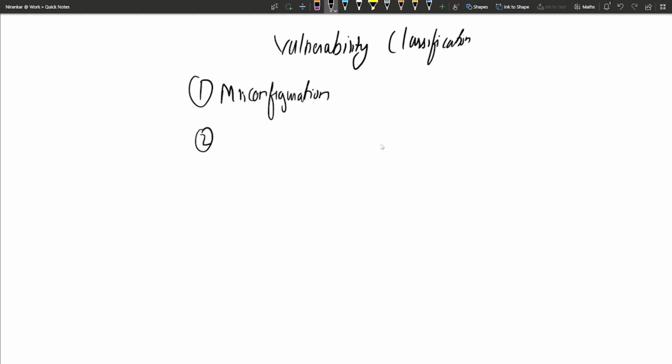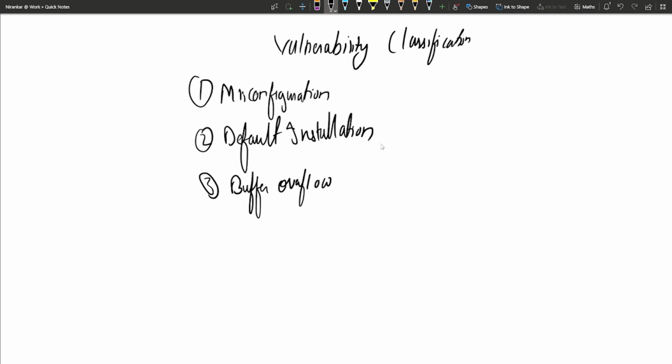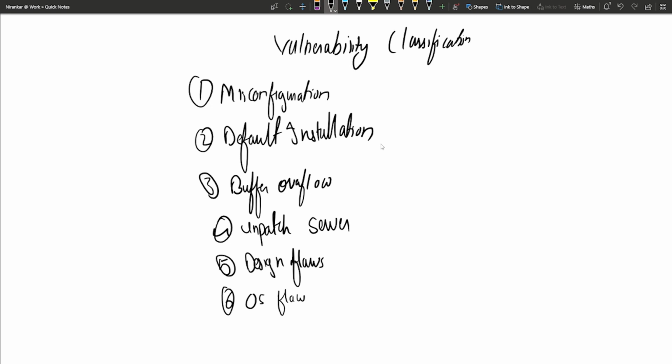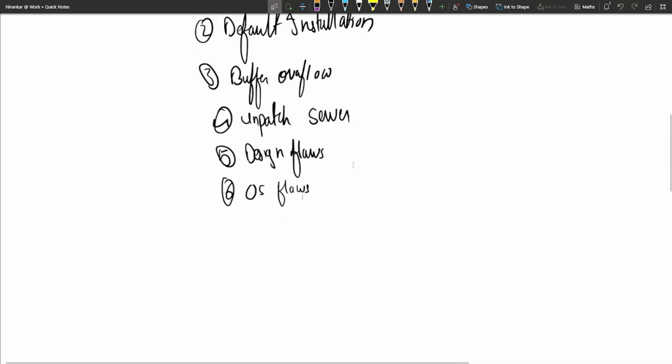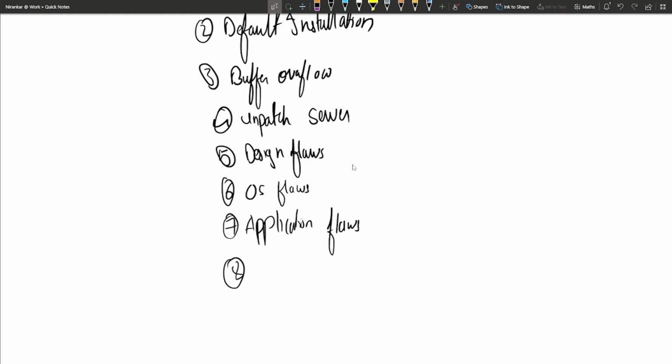Number two, we have default installation. Number three, we have buffer overflow. Number four, we have unpatched server. Number five, we have design flaws. Number six, we have operating system flaws, so OS flaws. Number seven, we have application flaws. Number eight, we have open services. Number nine, we have the default password.